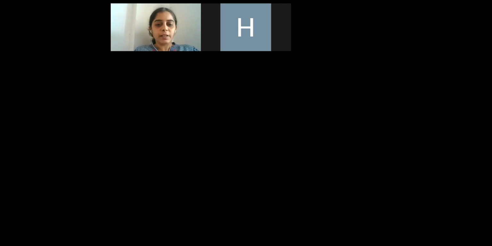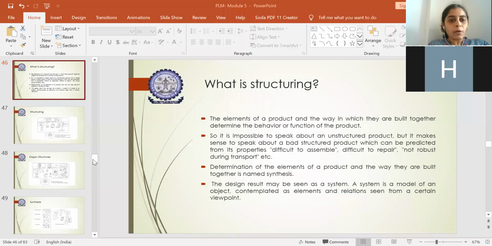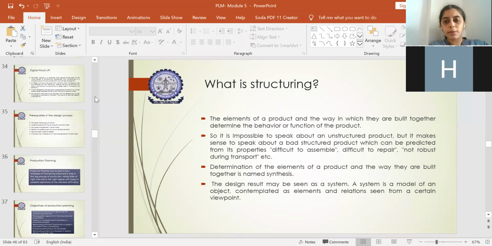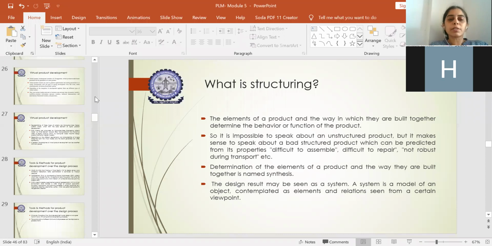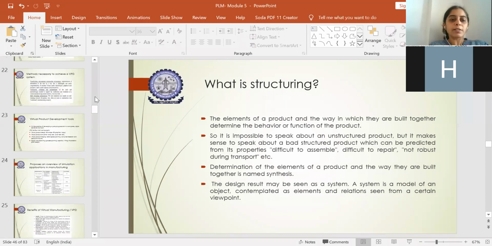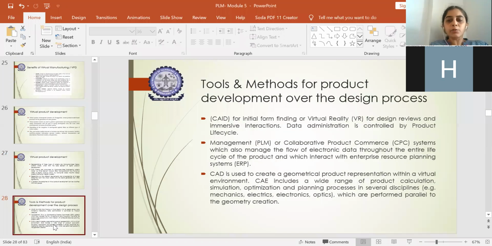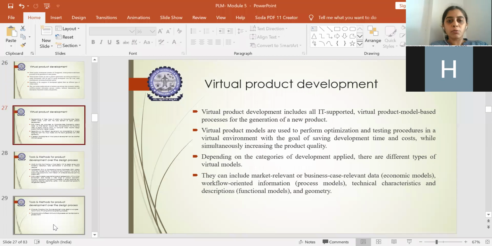Okay, so now in the last class we were dealing with what is virtual product development, what is virtual manufacturing, what are the tools and methods used in developing the product virtually, which are the methods, which are the simulation tools, all those we studied, and what are its benefits. Methodologies in depth we dealt with, even the benefits of virtual manufacturing, and the tools and methods involved were also discussed.